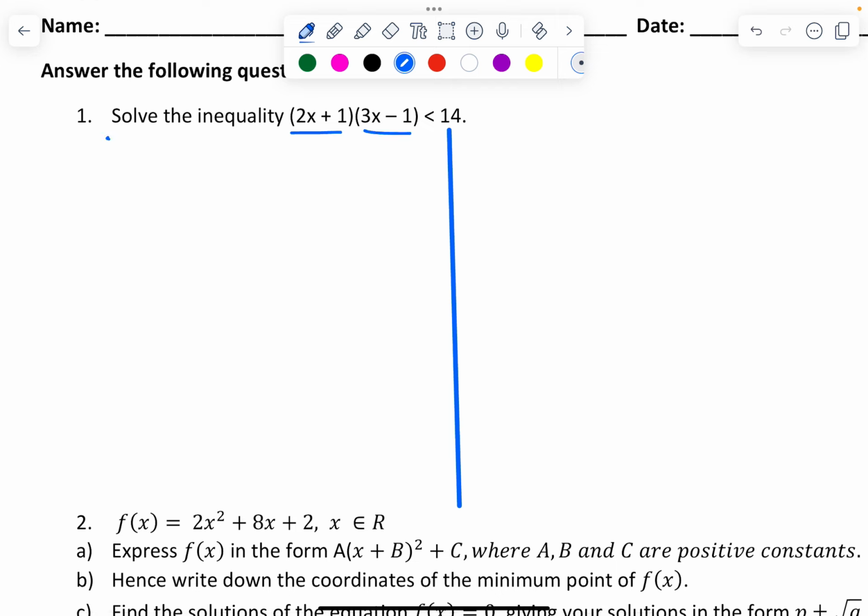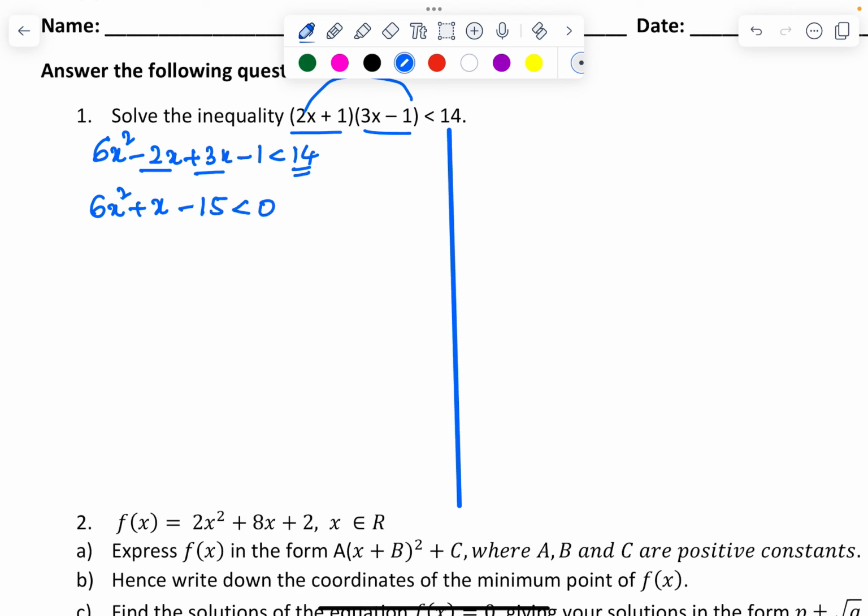So this gives me 2x times 3x is 6x square minus negative 2x, then plus 3x minus 1 is less than 14. I'm going to bring everything on one side. So first I will simplify this. This is plus x minus 1 and negative 14. The positive 14 becomes negative 14, so which is negative 15 is less than 0.